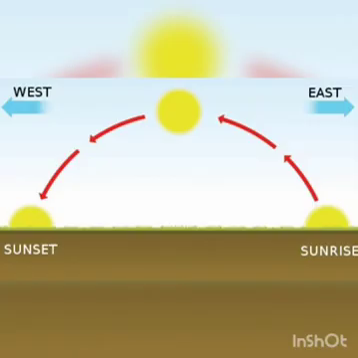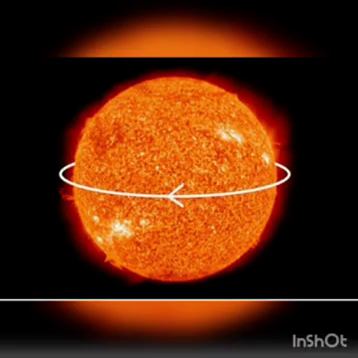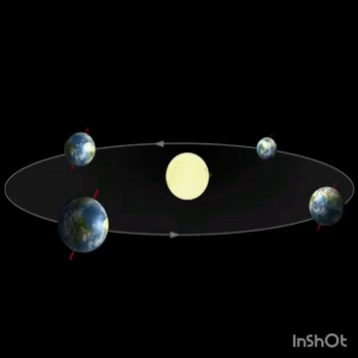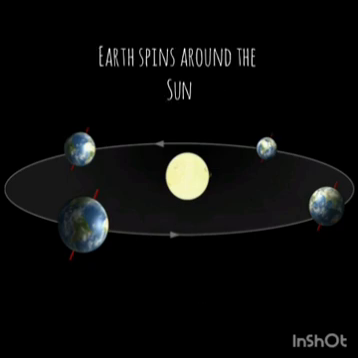Now, every day we see that the sun rises from the east and sets in the west, as you can see in the image also. In ancient times, people thought that the sun moves and the earth is fixed, that means stationary in its place. But now you know that actually the sun is fixed and the earth is moving.